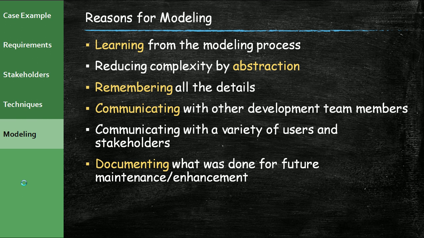So in this unit, we talked about the case example. We talked about what requirements are, how that affects stakeholders, and some techniques to gather those requirements. And once we get those requirements, we talked about how we use modeling to try to demonstrate our understanding of those requirements and what we need in our new system. So in the next unit, we're going to talk about use case modeling. We're going to really get into detail on how to develop use cases.